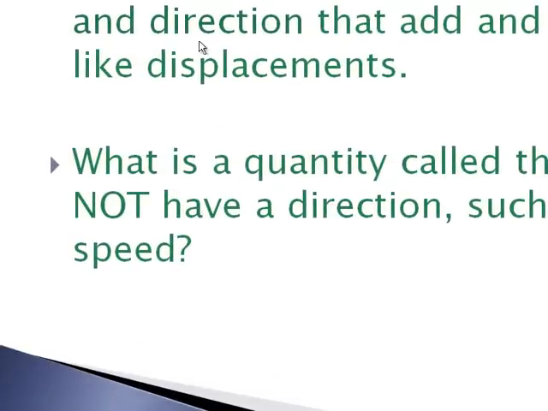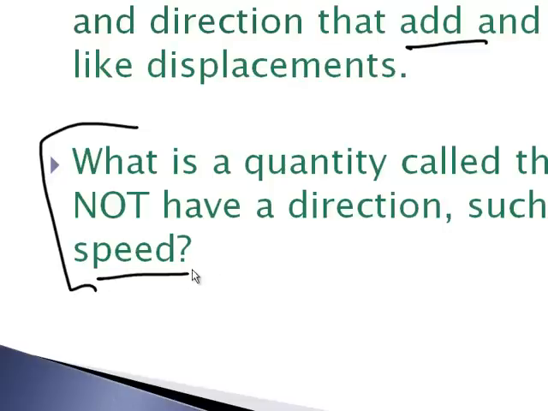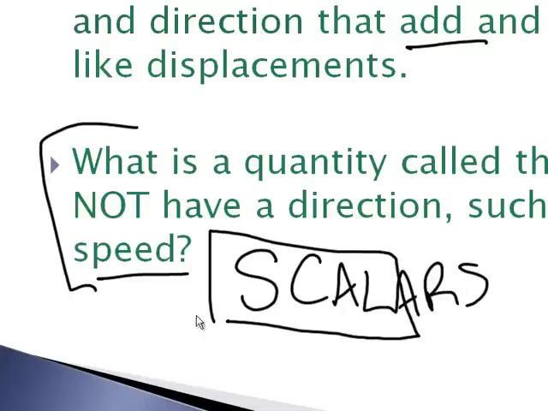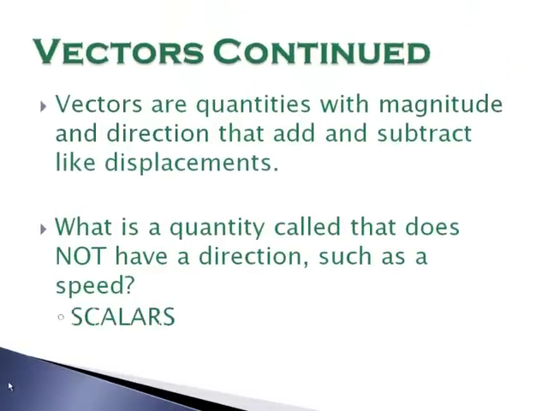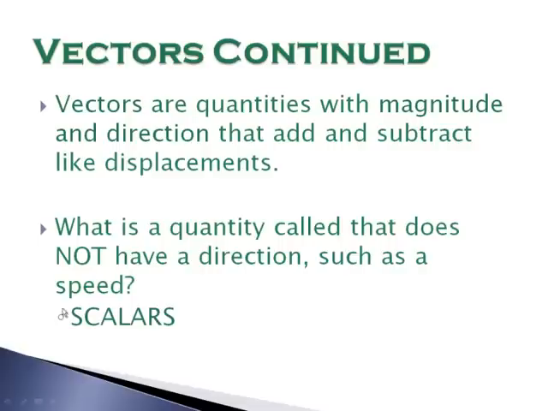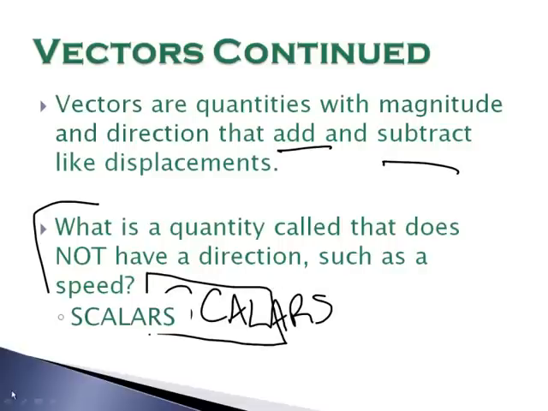Vectors are quantities with magnitude and direction that add and subtract like displacements. What is a quantity that does not have a direction, such as speed? What do we call those? There are some people out there who are like, yes, I know. Scalars, because it's just a scale. It's a very important word that you know that. Let's talk. What are some things that are scalars? Pause. Think about things in your life that are scalars.